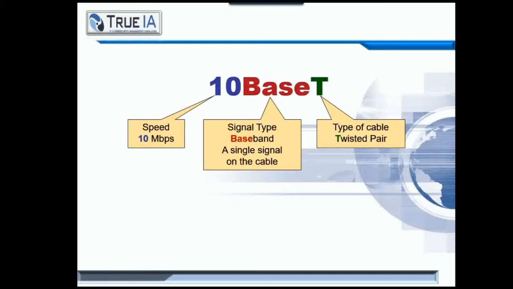So how does 10BASE-T get its name? Well, it's in the technology. Speed, up to 10 megabits per second. Base, the signal type is baseband. And T, because it uses twisted pair cabling.